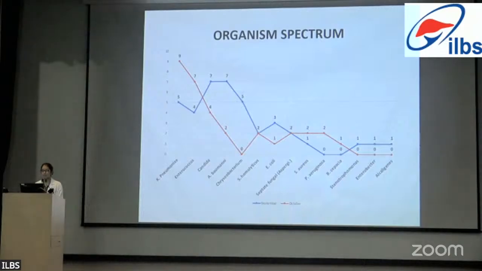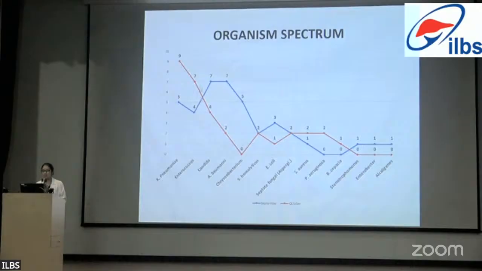So here, this is the organism spectrum for the month of September and October. The blue line shows the month of September, and the red line shows the month of October. So we can see Klebsiella pneumoniae is still the most predominant pathogen in both the months. And here we can see that Candida is also an important pathogen, but most of these Candida were isolated from urine samples, and especially in patients who had a history of prolonged catheterization.